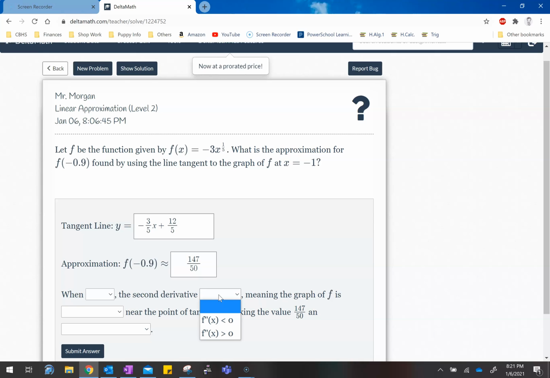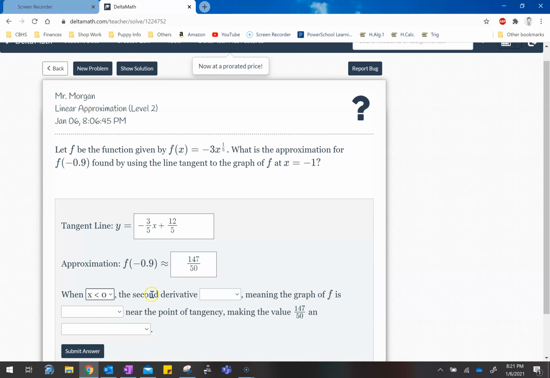When the second derivative is positive, that's going to mean that the function is concave up. Please make a note to that effect. When the second derivative is negative, that's going to mean that the function is concave down. I don't think I've spelled that out for you guys in person yet, but what we're going to do is say, okay, what is x? X right here is -0.9.